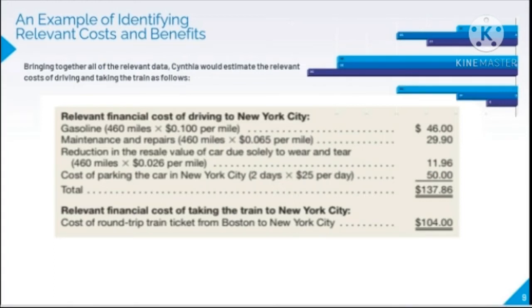Bringing together all of the relevant data, Cynthia would estimate the relevant costs of driving and taking the train as follows. What should Cynthia do? From a purely financial standpoint, it would be cheaper by $33.86, or $137.86 to $104.00, to take the train than to drive. Cynthia has to decide if the convenience of having a car in New York City outweighs the additional cost and the disadvantage of being unable to relax and study on the train and the hassle of finding parking in the city.